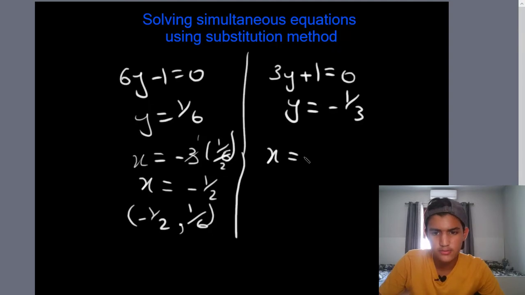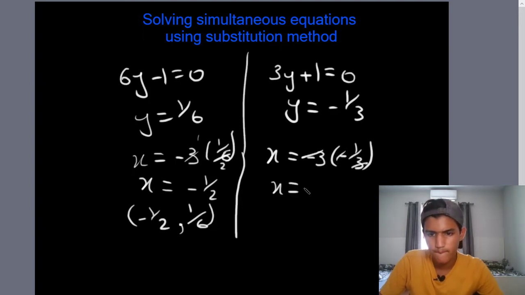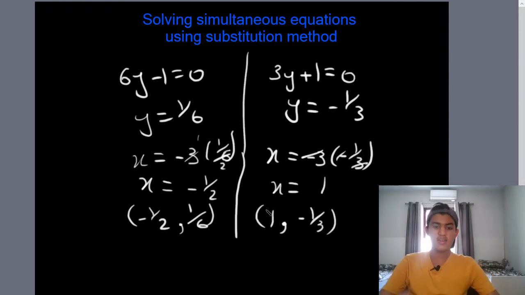x is equal to minus 3 into minus 1 upon 3, x is equal to 1. So 1 comma minus 1 upon 3. That is the answer to this question.